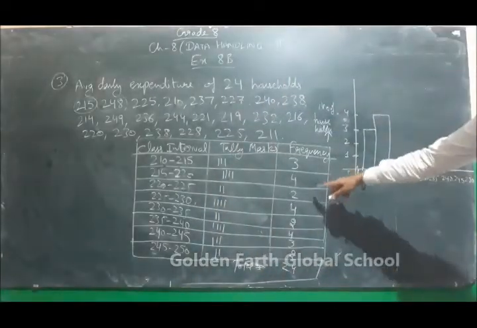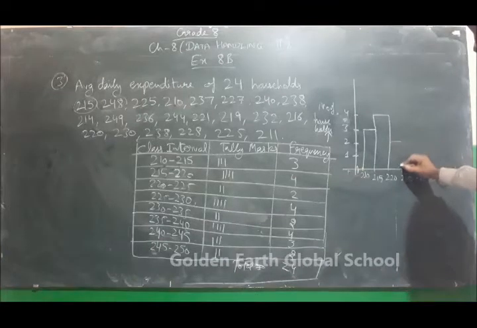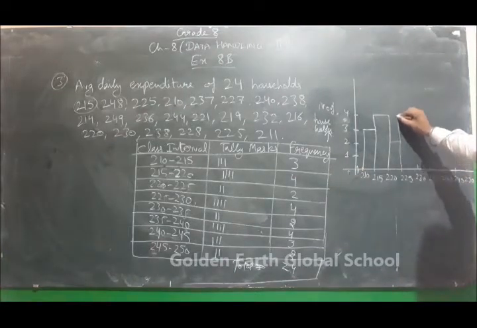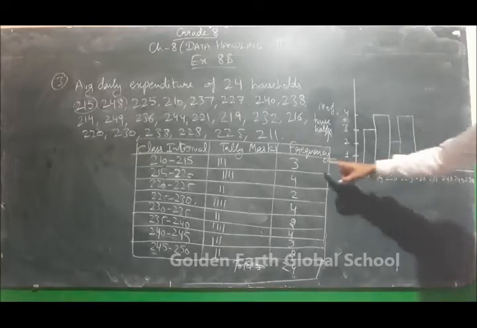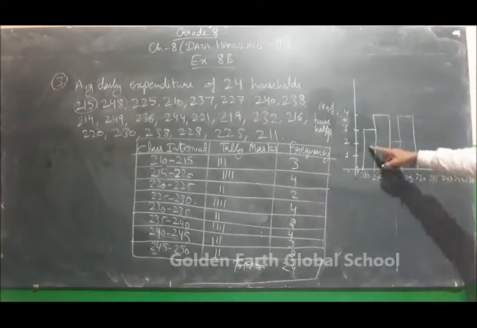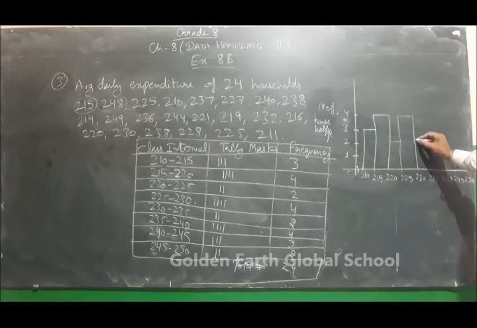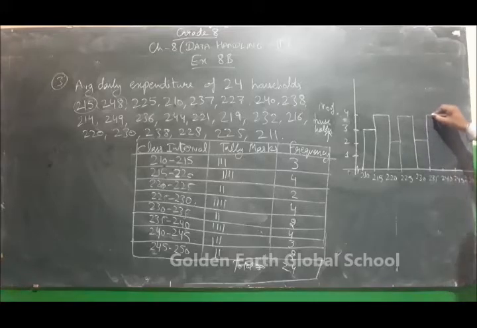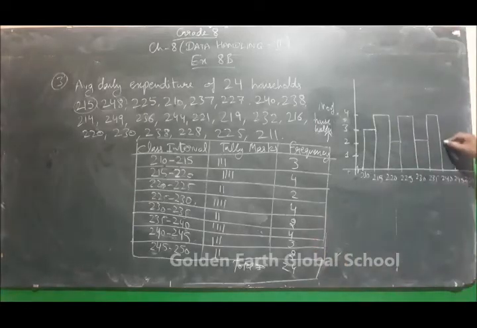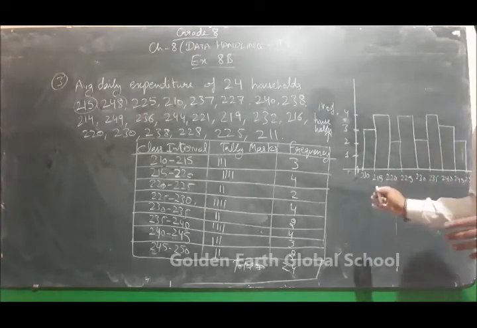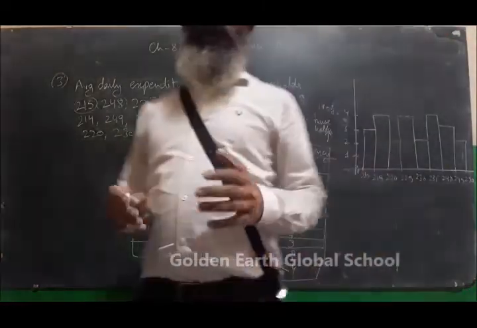Next one is a 2. Next one is 4 again. Next one is a 3, 4, 2, 4. Then 2 again. Then 4 again. Then 3, 2. So this is all about the histogram of this given data.